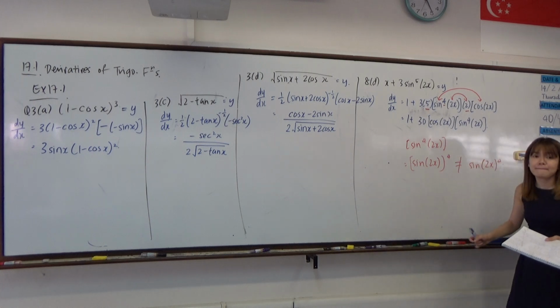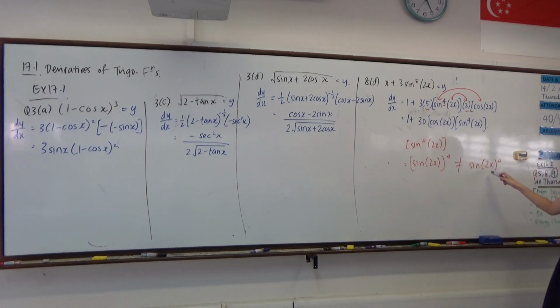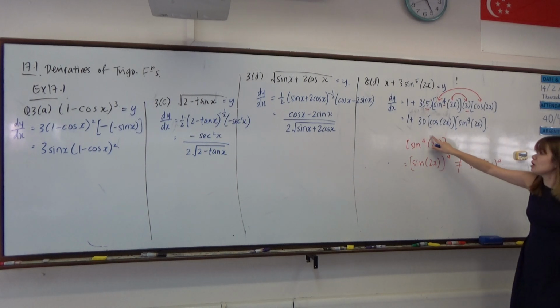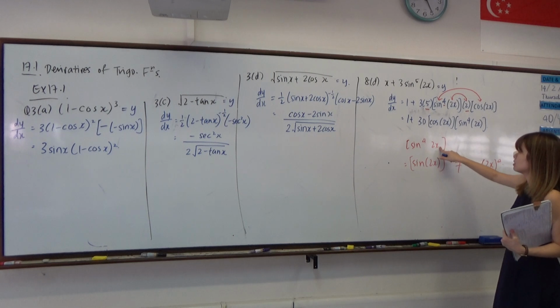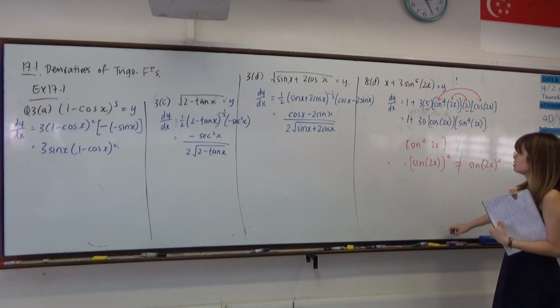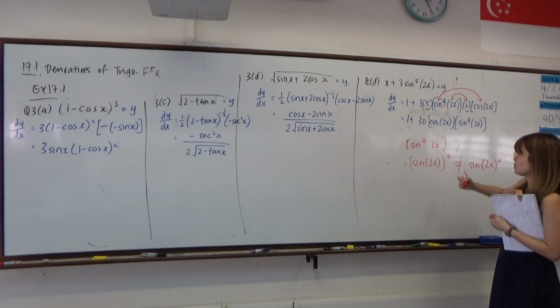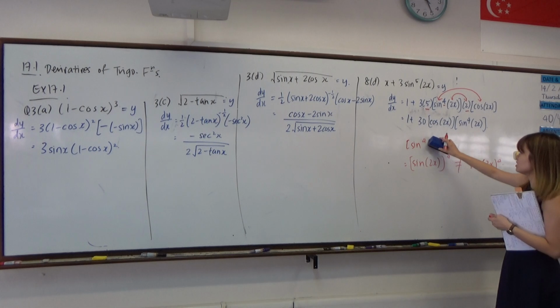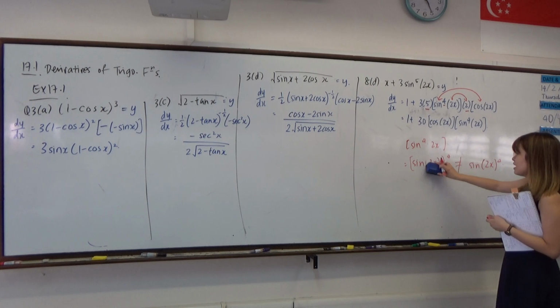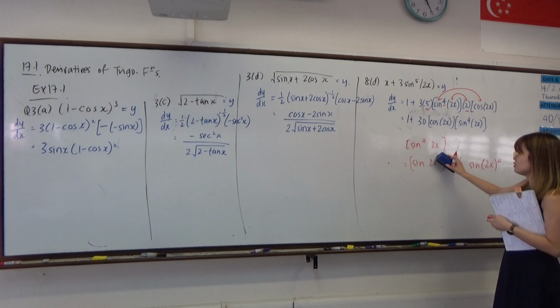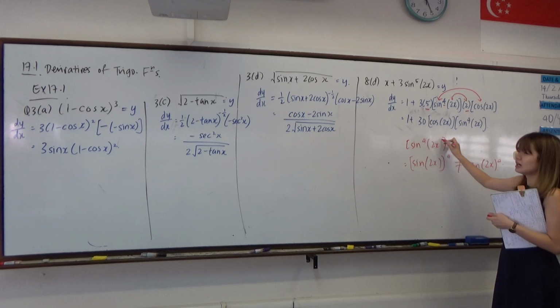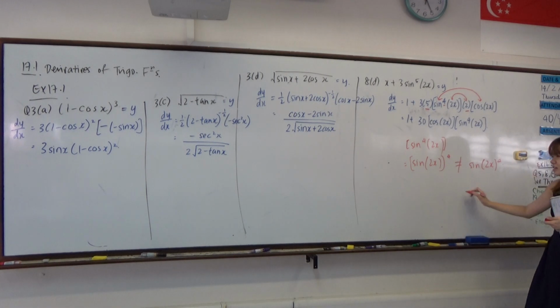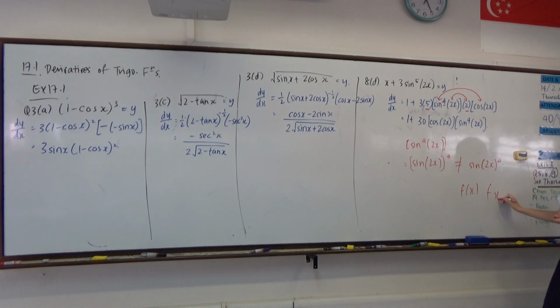What if you put just sine 2x without the bracket, like you remove the bracket like that? Then it's wrong, right? Because you are just signing the 2. You can put it without brackets, it's fine, but it looks awkward. Usually it's a function, so just put brackets. Like f(x), you don't put f x only, right?